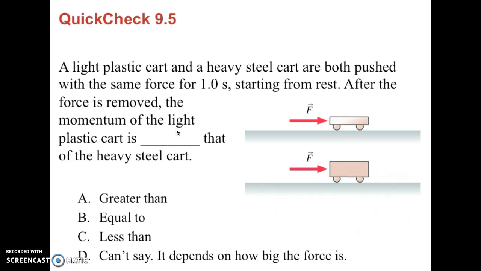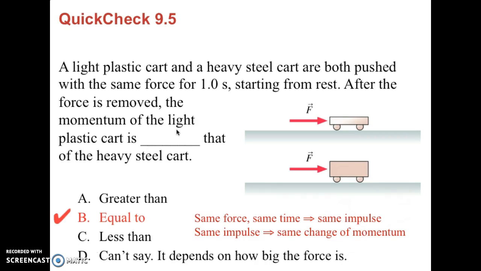So, quick check. A light plastic cart and a heavy steel cart are both pushed with the same force for 1 second, and they're both starting from rest. So after the force is removed, the momentum of the light cart will be blank that of the heavy steel cart. Do you believe it will be greater than, equal to, less than, or you can't say? So looking at this, we think that change in momentum is equal to the impulse delivered to the cart. So if impulse is force times change in time, both carts had the same force delivered over the same period of time. They both started from rest. So if the same impulse was delivered, they're going to have the same change in momentum. Therefore, their final momentum must be equal. So our answer is going to be equal to.